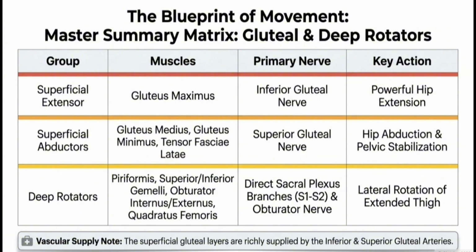The deep rotators group compiles the piriformis and its distal companions, receiving direct sacral branches and the obturator nerve to turn the femur externally. Note the vascular footnote. The superficial layers are heavily supplied by the superior and inferior gluteal arteries, providing a robust collateral network.